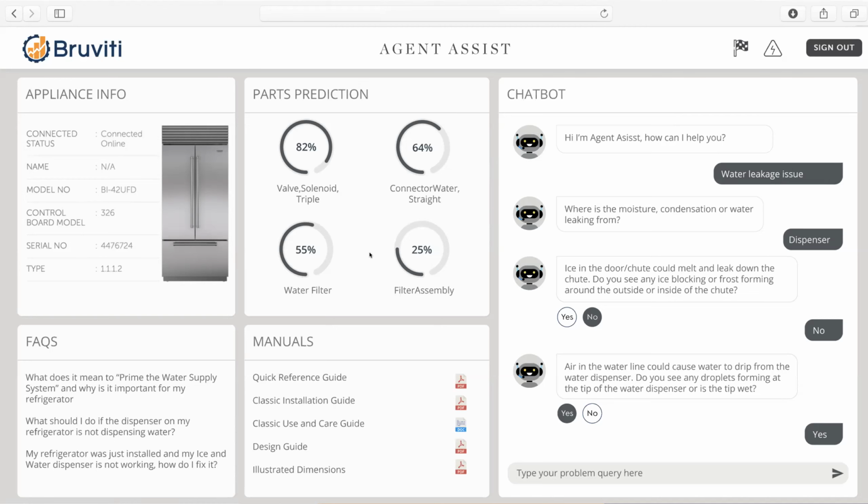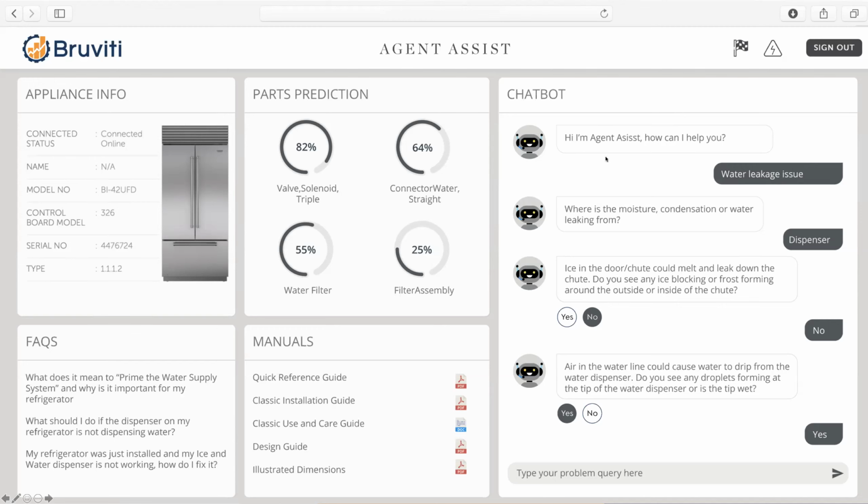So you can use parts prediction integrated with our agent assist, tech assist, and even customer assist suite, or you can use it on a standalone basis as well. Here you see a very powerful suite of tools that first of all provide a whole bunch of contextual information about a particular problem from facts, manuals, and videos. It has a chatbot that allows the agent to triage the problem.